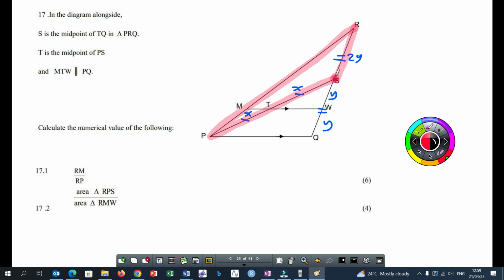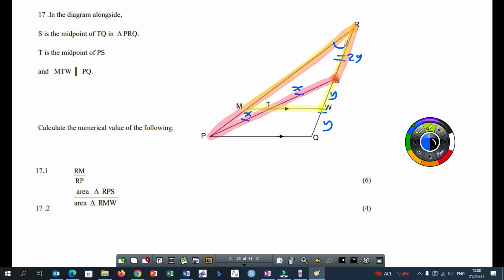Then we also have RMW. Let me use a different color just to distinguish them. So these are the two triangles. Now, those two triangles, I'm sure you can see that they share a common vertex and a common angle. Because of that, the question becomes a piece of cake now. Yes, it becomes a piece of cake because they share this angle here. So we can use the area rule.